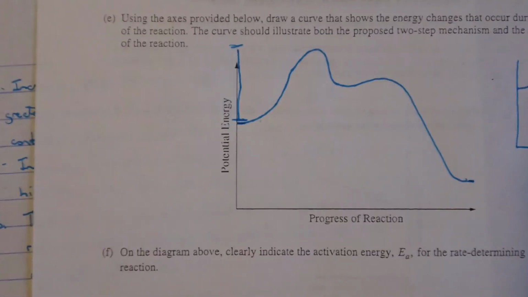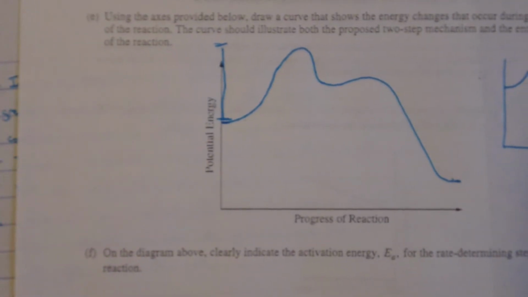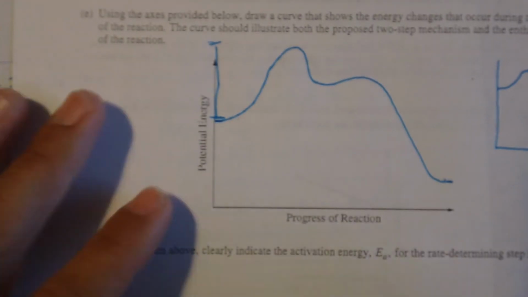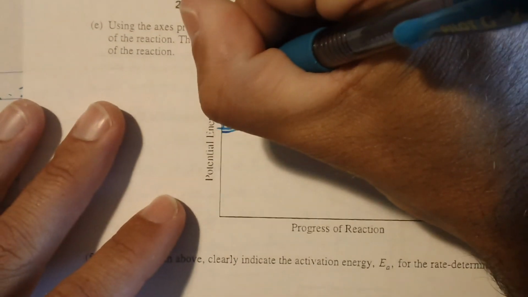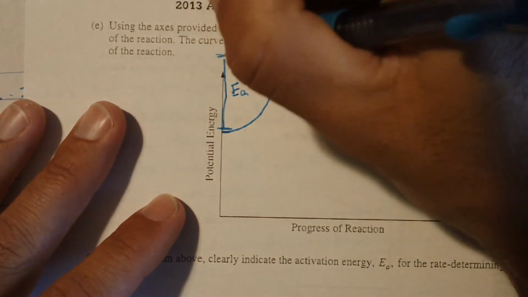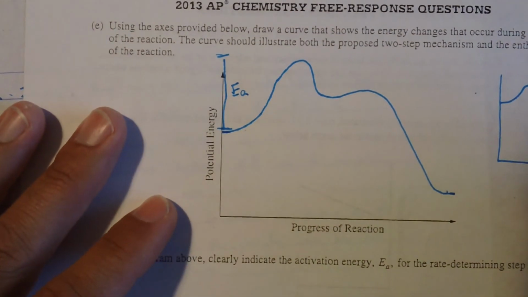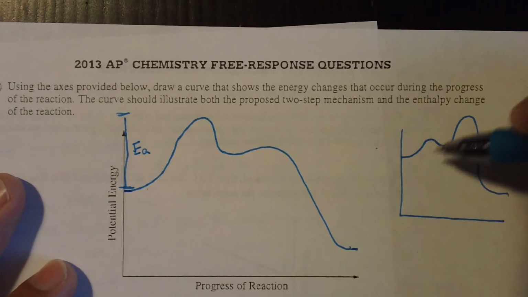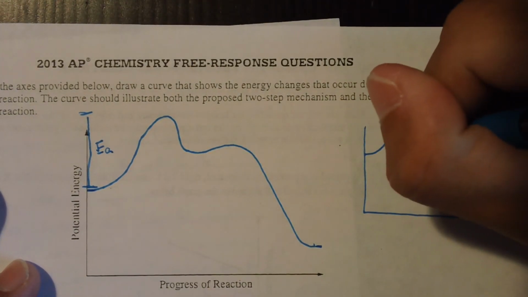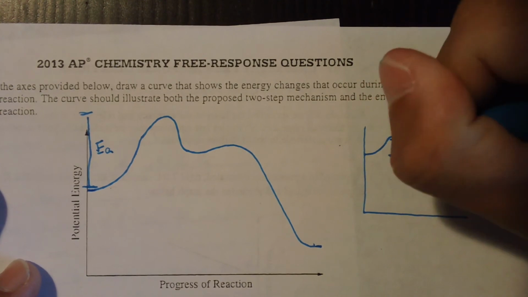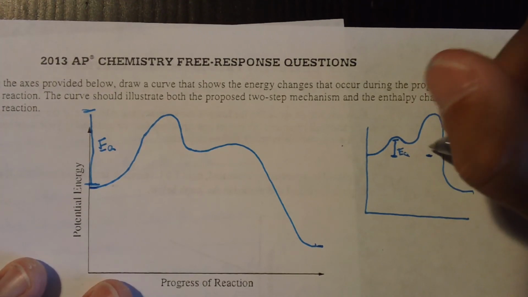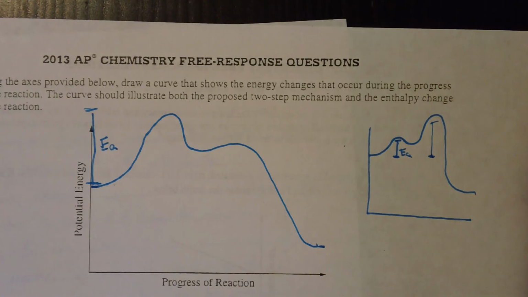Then on part F, on the diagram above, clearly indicate the activation energy for the rate determining step of the reaction. Oops, I did it. You have to indicate that. There's your activation energy for the rate determining step. Good. This made up one over here, the activation energy would be from the start to that hump. That would be the activation energy for the initial one, and then the rate determining step, the activation energy would be greater.